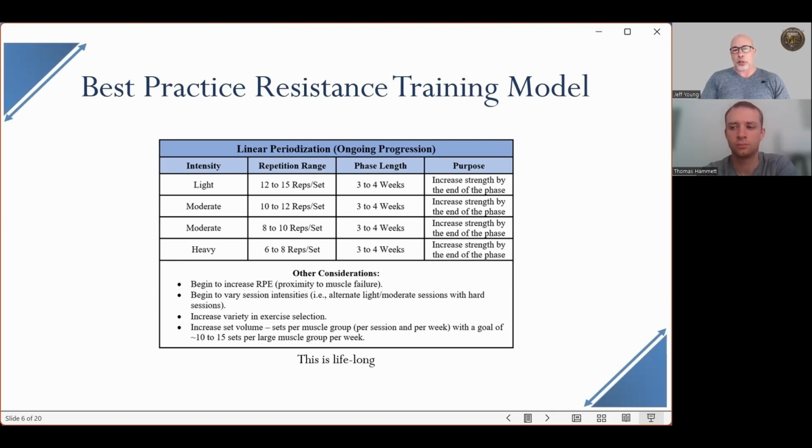You can switch to what's called a nonlinear model, which is absolutely outside of the scope of today's topic. But the point is that periodization, whether it's linear or nonlinear, is a lifelong mode of training.